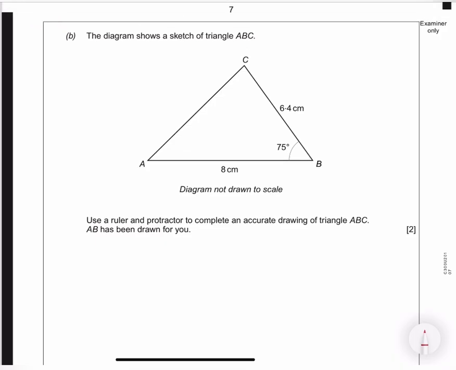Okay, next question. We've got a sketch of a triangle ABC. One side is 8 centimeters, the other side is 6.4 centimeters. Then there is one angle at 75 degrees. So we need to use a ruler and protractor and do an accurate drawing of this triangle.